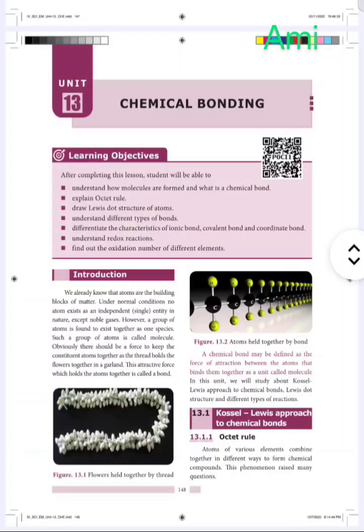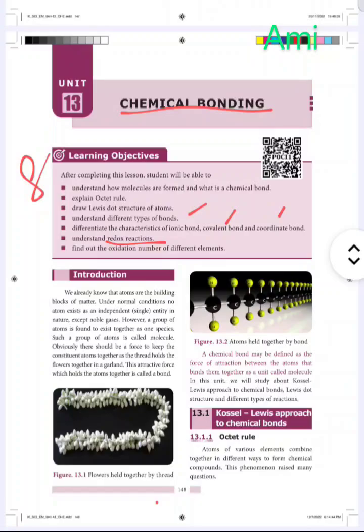Today we are going to start with the chemistry chapter of class 9th, that is chemical bonding. After completing this lesson, the students will be able to understand how molecules are formed, or what is a chemical bond. They will be able to explain the octet rule, draw Lewis dot structure, understand the different types of bond, and differentiate the characteristics of ionic, covalent, and coordinate bond. They will be able to understand the redox reactions and find out the oxidation number of different elements.